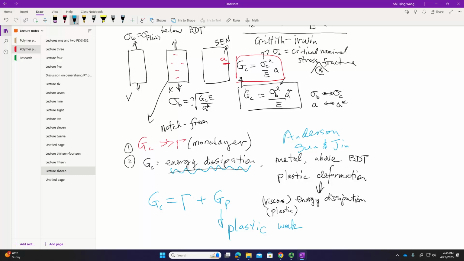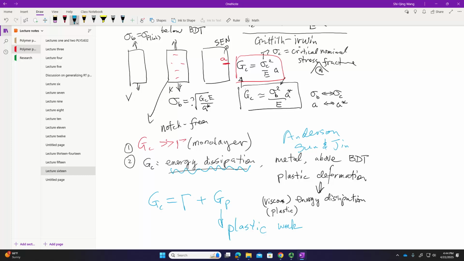With this framework, the convenience is maybe this offers me an easy way to explain the rate effect of elastomeric fracture. A short sentence about that: when we stretch faster, we find the crack grows faster. The GC is higher. GC is higher.